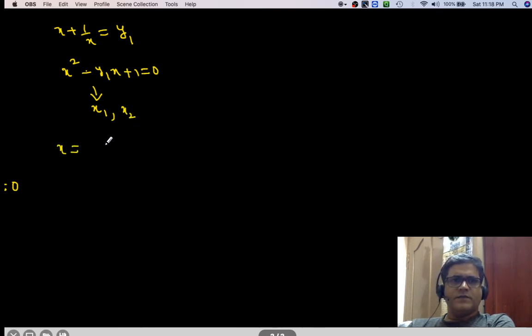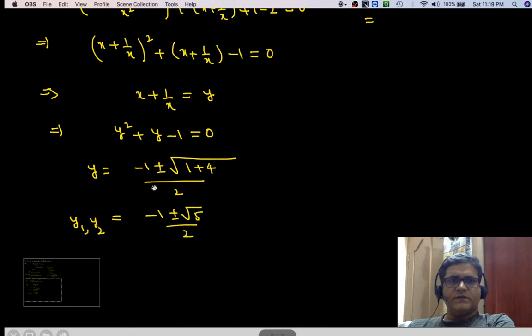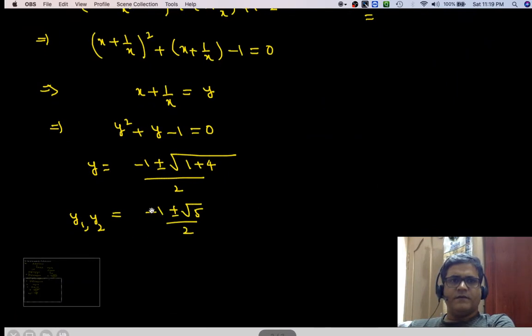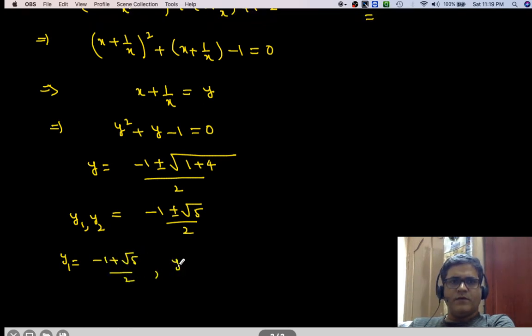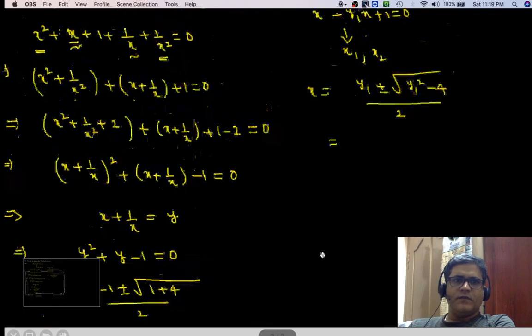Now how to find the roots? x is equal to minus b, that is minus of minus y1, plus or minus the square root of y1 square minus 4, by 2. So what is y1? With the plus sign you take y1 is equal to minus 1 plus root 5 by 2, and y2 is equal to minus 1 minus root 5 by 2. Now here y1 is equal to minus 1 plus root 5 by 2.